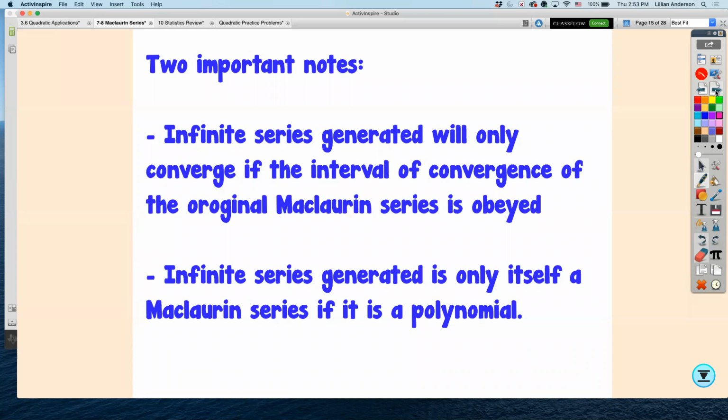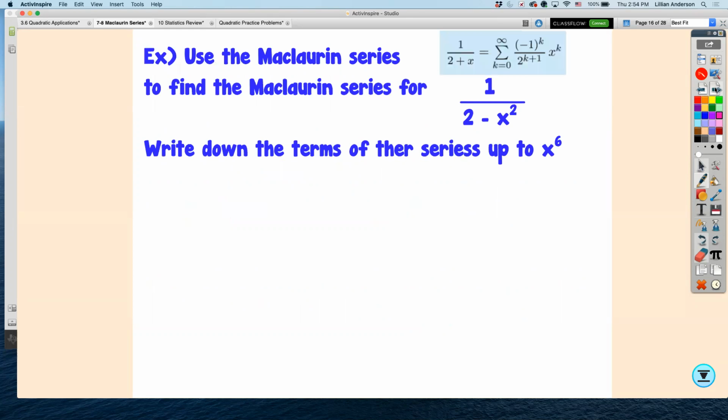So 2 important notes. Infinite series generated will only converge if the interval of convergence of the original Maclaurin series is obeyed. An infinite series generated is only itself a Maclaurin series if it's a polynomial. So 2 things to be aware of, which means that you're not going to be given any type of series that isn't a polynomial. Essentially it's not going to create something that's not a polynomial or a series of polynomials. It only converges if the interval of convergence follows the original Maclaurin series. So you're not going to get anything completely off the wall.